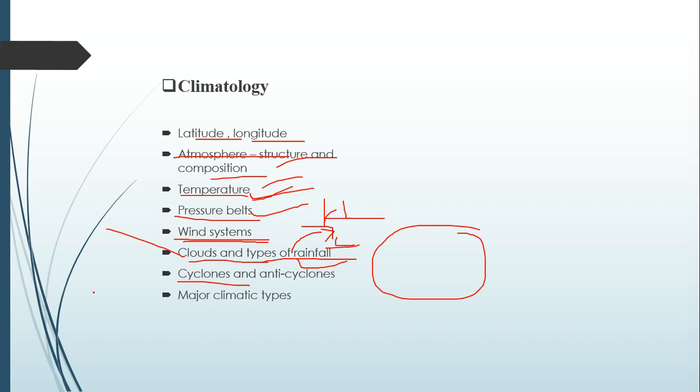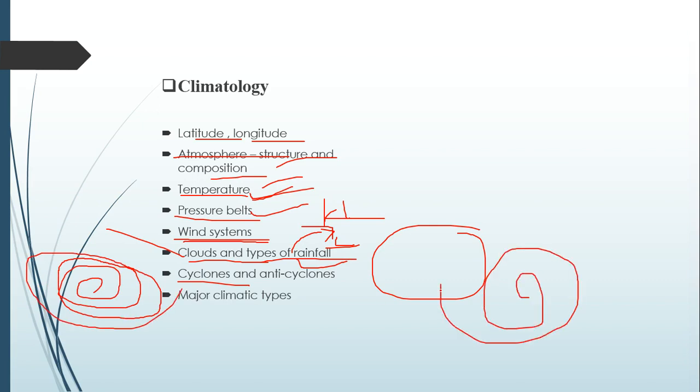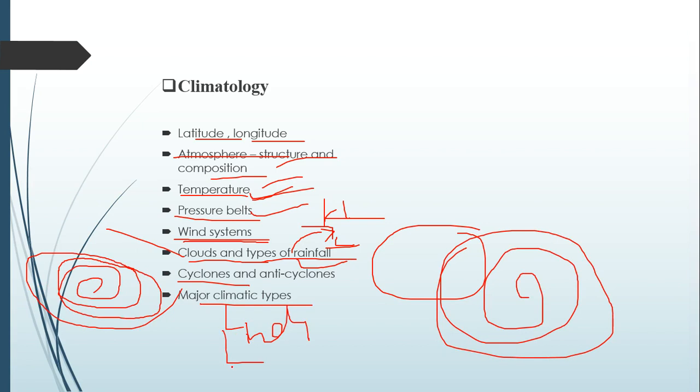Then cyclones, how cyclones originate, how they affect, what are the factors for the formation of cyclones, anticyclones, we discuss anticyclones. Then major climate types, that is Indian type, Sudan type, Mediterranean type, British type, China type climate, and all that.